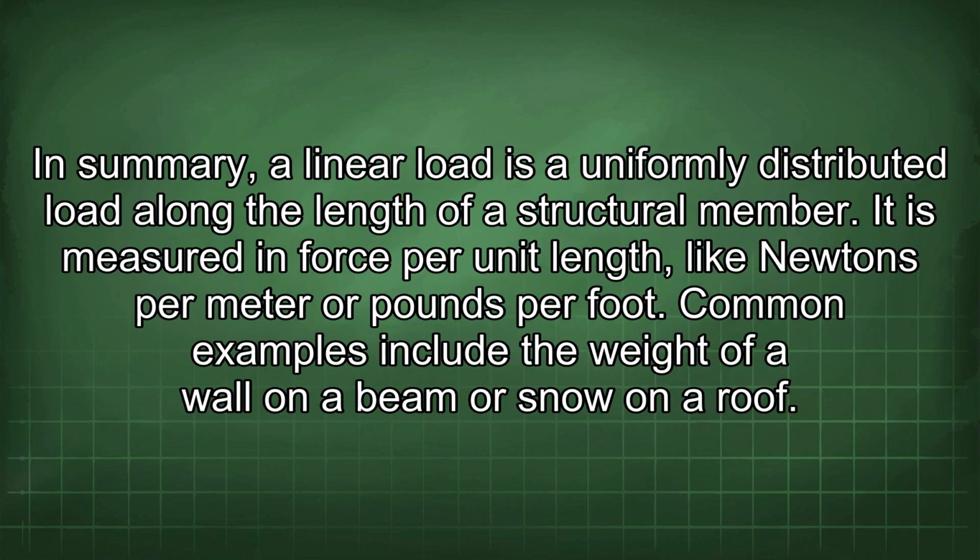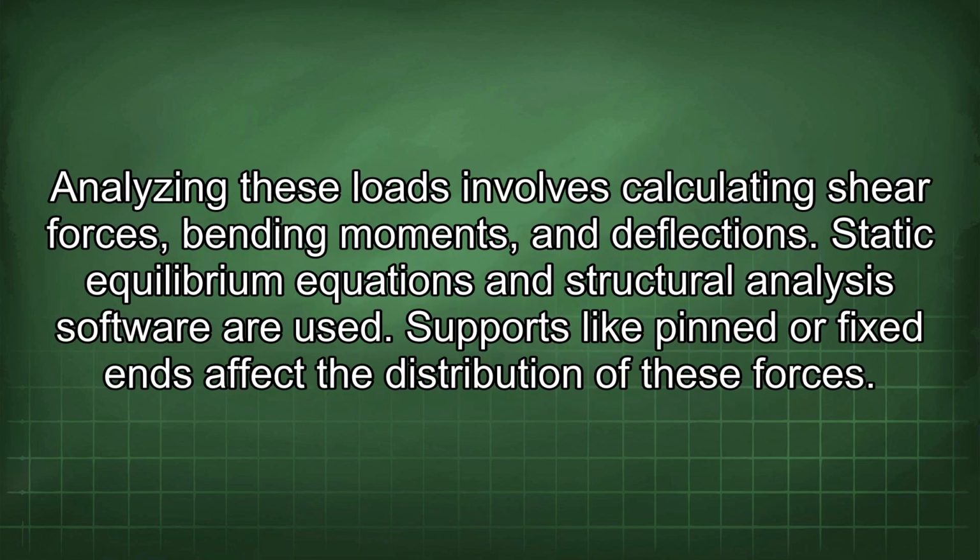In summary, a linear load is a uniformly distributed load along the length of a structural member. It is measured in force per unit length, like newtons per meter or pounds per foot. Common examples include the weight of a wall on a beam or snow on a roof. Analyzing these loads involves calculating shear forces, bending moments, and deflections.